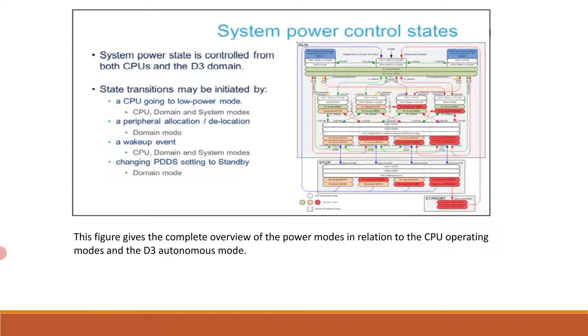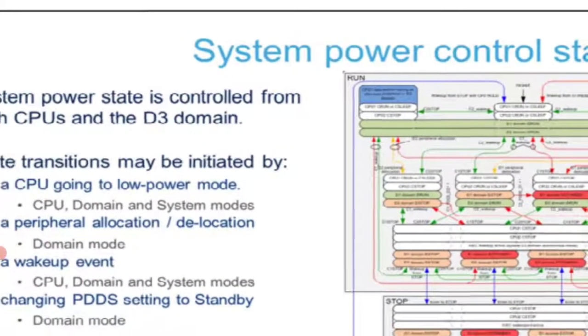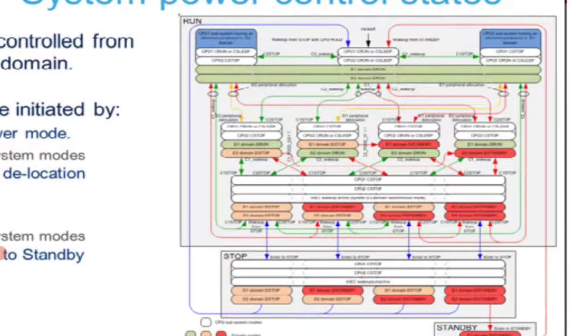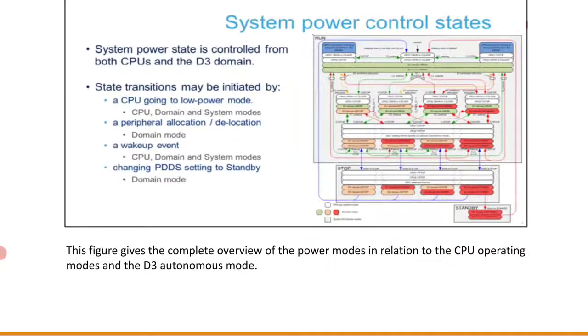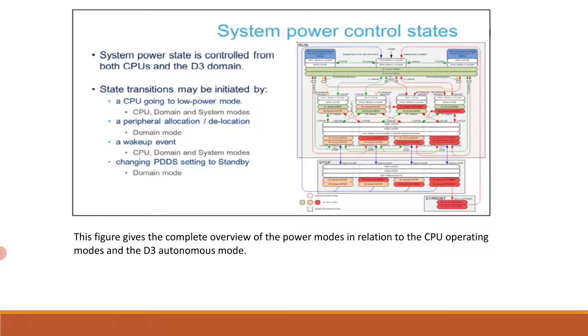The system power state is controlled by both CPUs and D3. So state transition may be initialized. If you want, I will expand it to you. So a CPU going to low power mode, a peripheral allocation, deallocation, domain mode, a wake up event, change PDDS setting to a standby, that is domain mode, depicted in this.